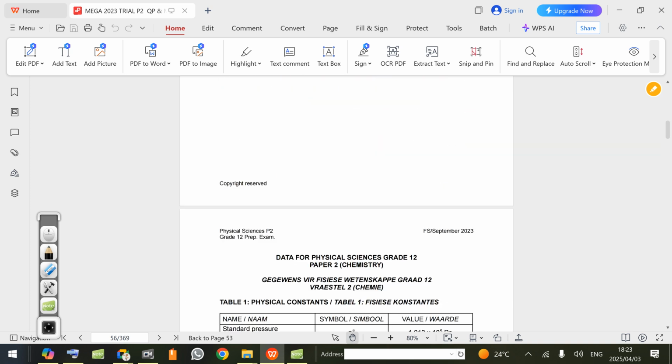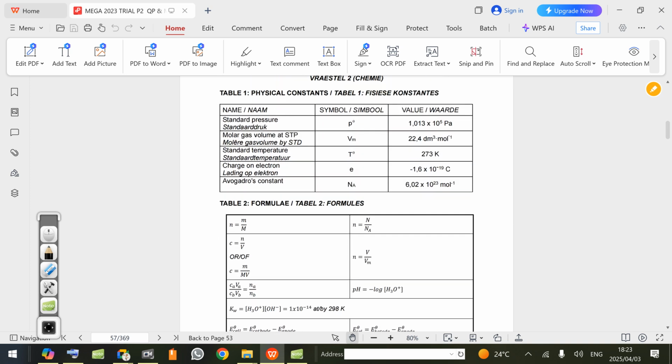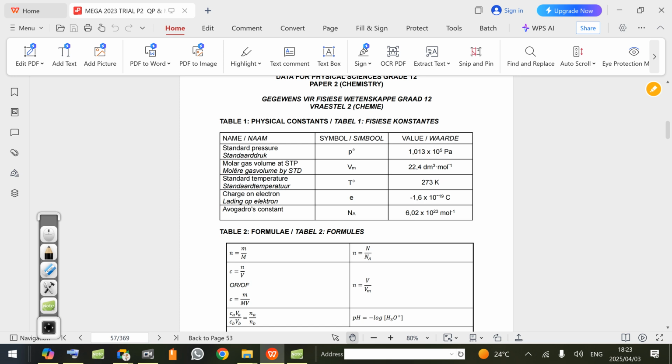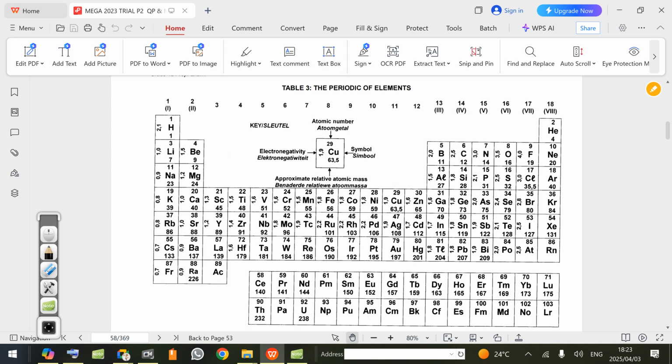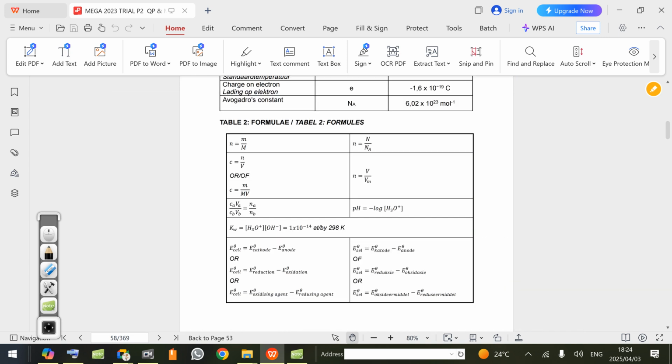When you convert from cm cube to dm cube, you divide by 1,000. From what? From cm cube to dm cube, you divide by 1,000. Where is zinc? Yes, zinc is 65. All right. Number 30. Zinc is 65.